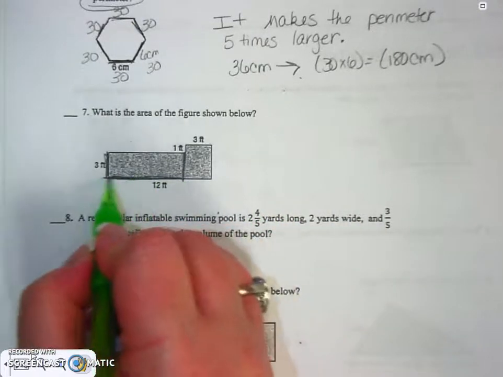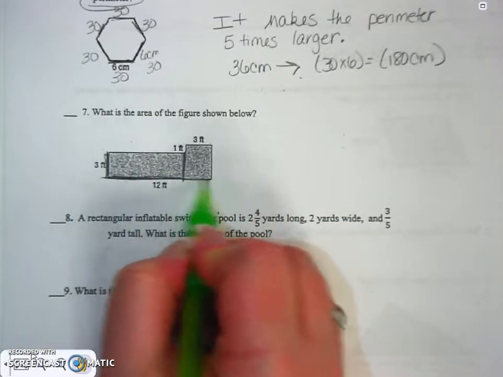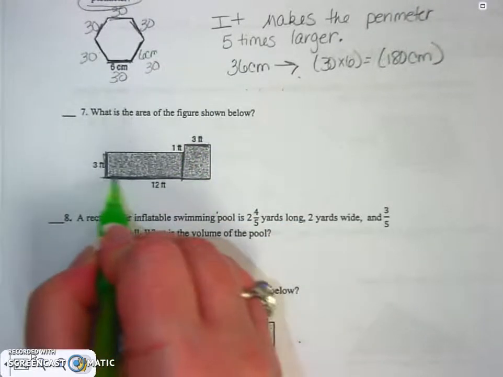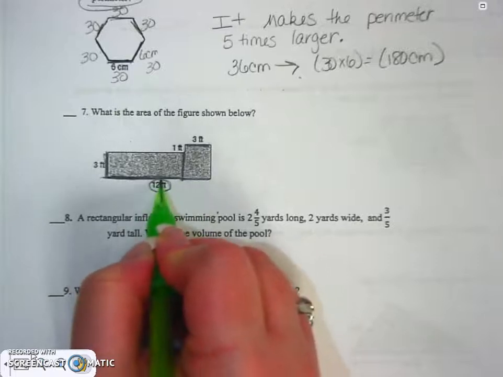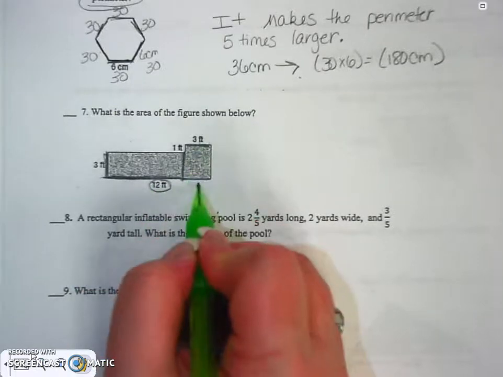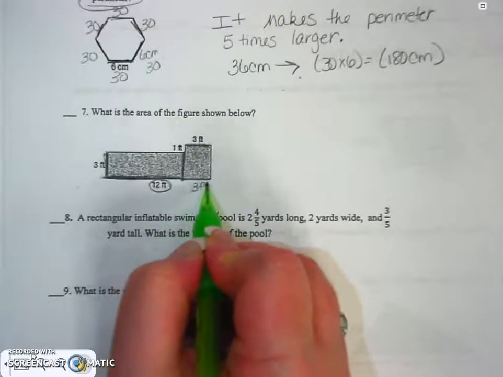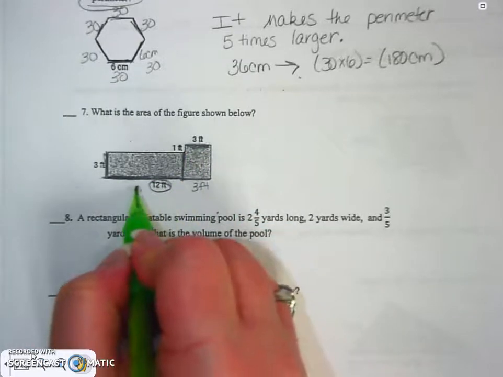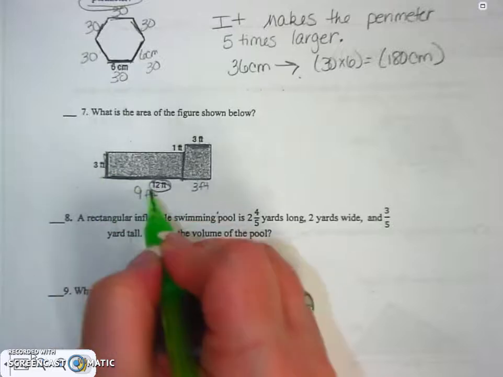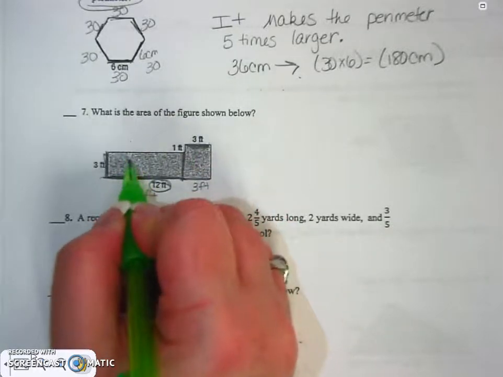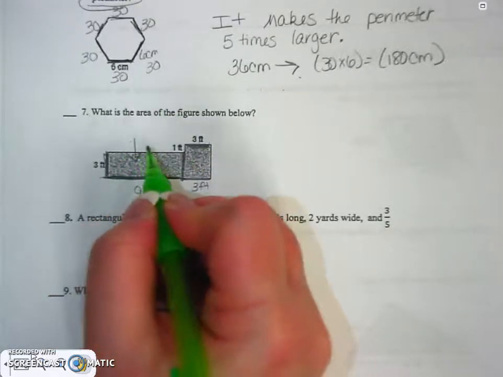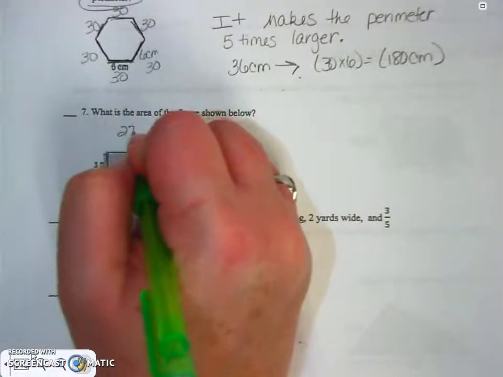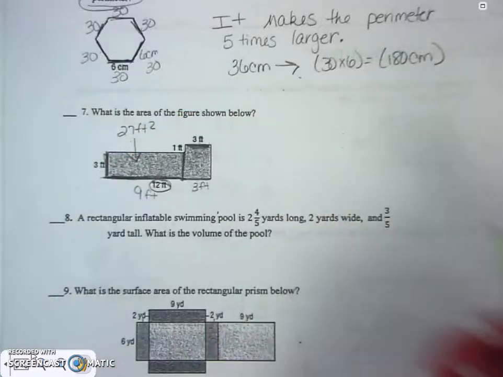I've got this part plus this part has to equal 12. And we know this section is what? 3 feet, because it matches this. So how much is this section? 9 feet. And 3 times 9 is 27 feet squared for this section.